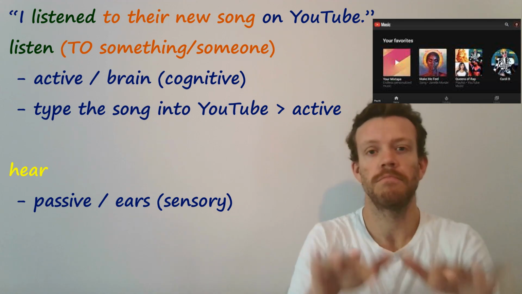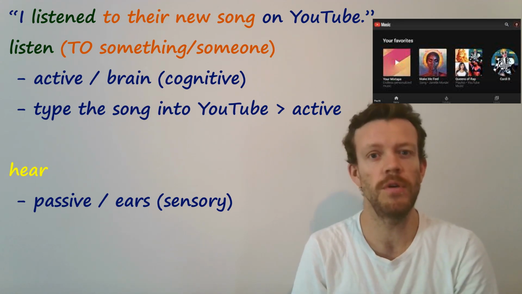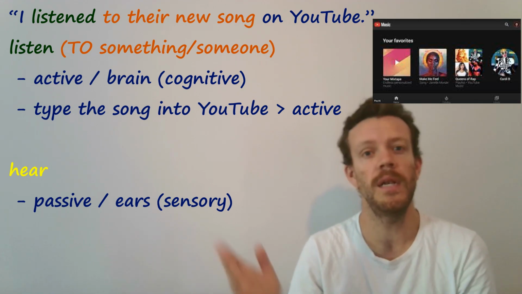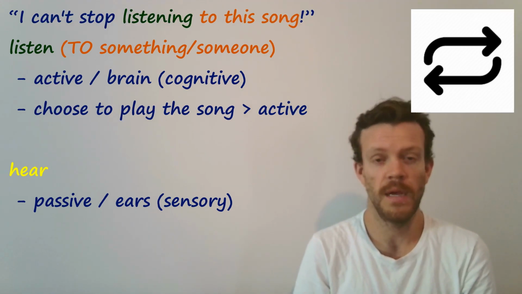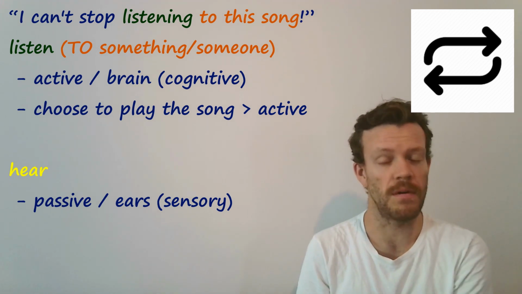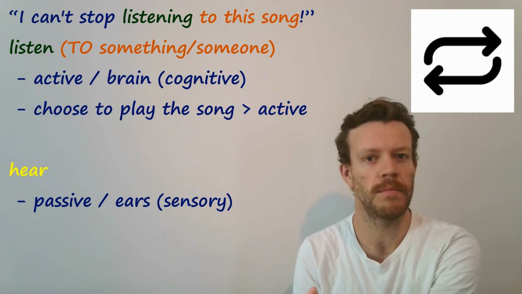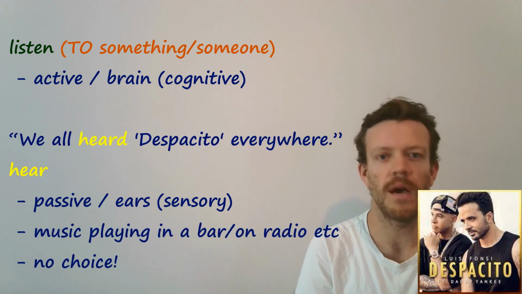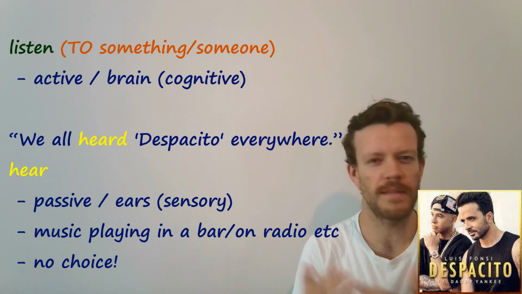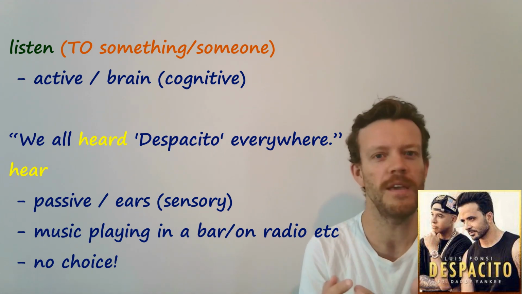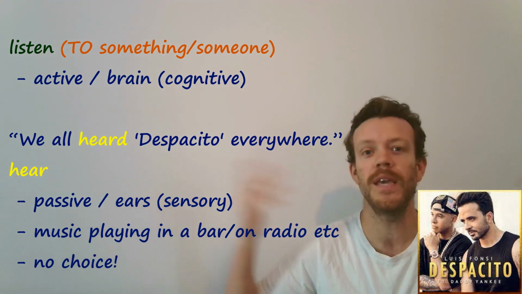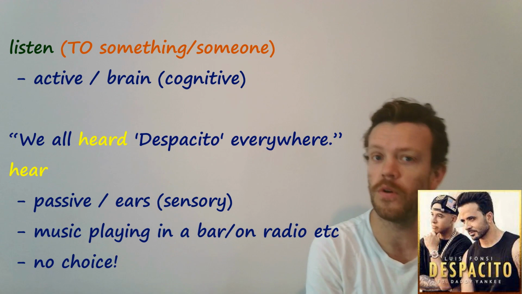Whereas if you type a song into YouTube or find a song, that's active, so you would say, I listened to their new song. Same with saying something like, I can't stop listening to this song. It's your choice. Whereas you might say, oh, I hear this song everywhere. I'm sure something like Despacito, we'd all agree, we heard that song everywhere. It just went into our ears whether we chose to or not.